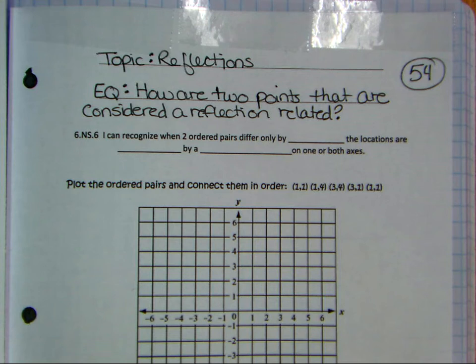Good morning. Today we are going to be doing reflections, and we're going to see how 2 points are related to each other and how you can make a reflection over one axis or more. We're going to be once again using our coordinate grid or coordinate plane. The essential question is, how are 2 points that are considered a reflection related? And these notes are going to go on page 53 and 54.